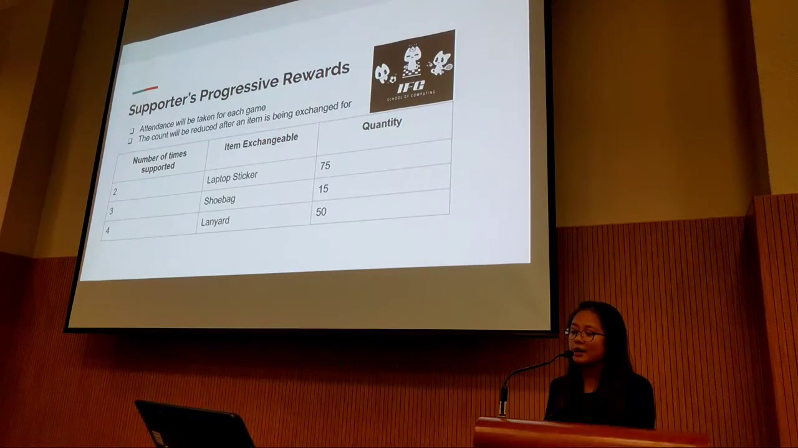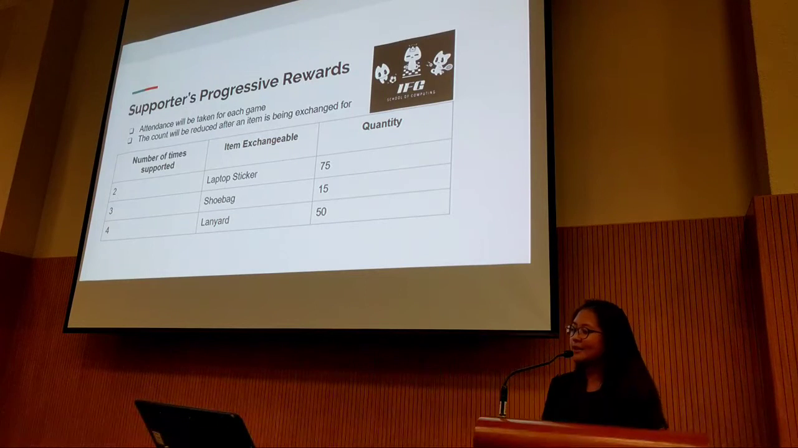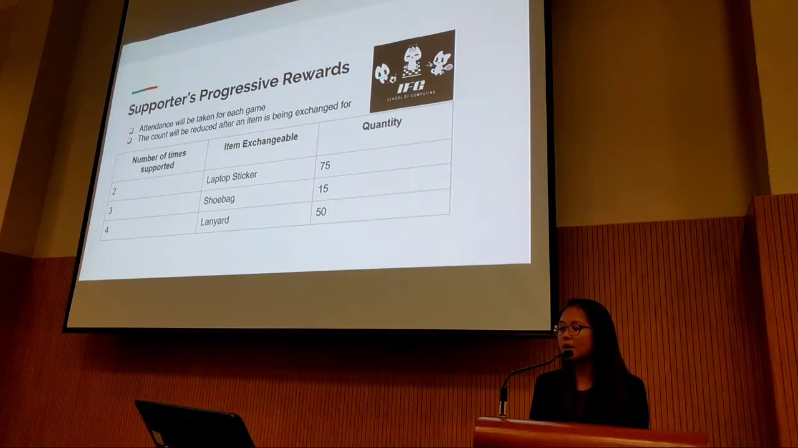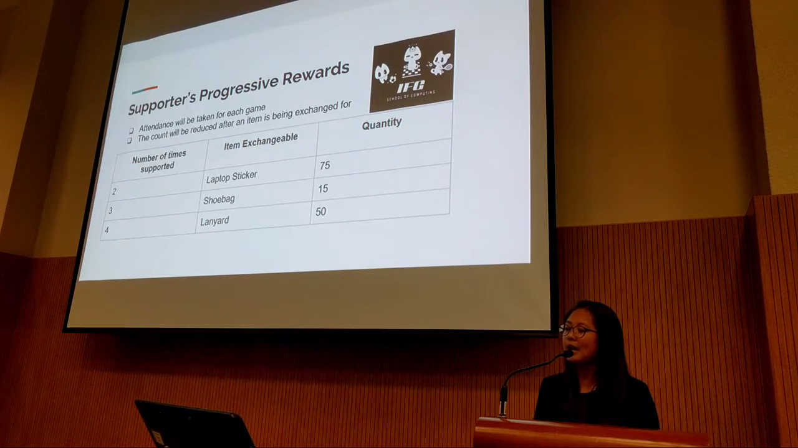So for another initiative, supporters progressive rewards. Basically, attendance will be taken for each game, and the count will be reduced after an item is exchanged. So if a supporter supported twice, he or she can choose to exchange for a laptop sticker, which is the design above. And then 3 times would be a shoe bag, but we only have 15 because it was the leftover shoe bags we had from 14-15 IFG. Then lastly, the lanyard, but we only have a quantity of 50.